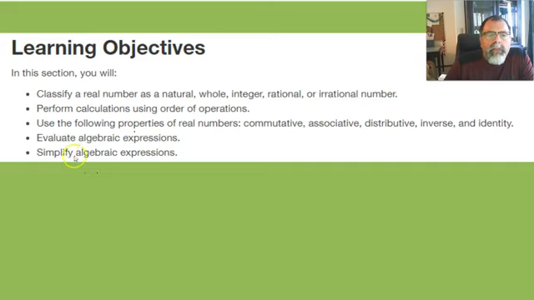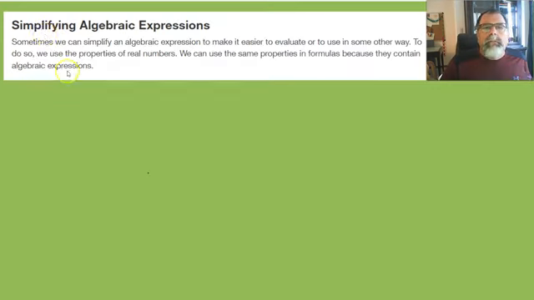Okay, and on to our last learning objective for today's lesson: simplify algebraic expressions. Sometimes we can simplify an algebraic expression to make it easier to evaluate or to use in some other way. To do so, we use the properties of real numbers. We can use the same properties and formulas because they contain algebraic expressions.